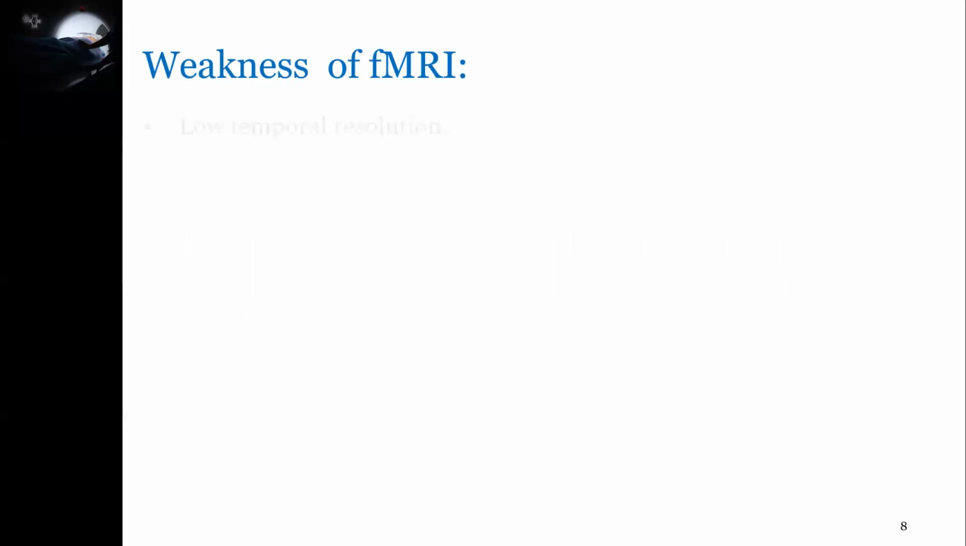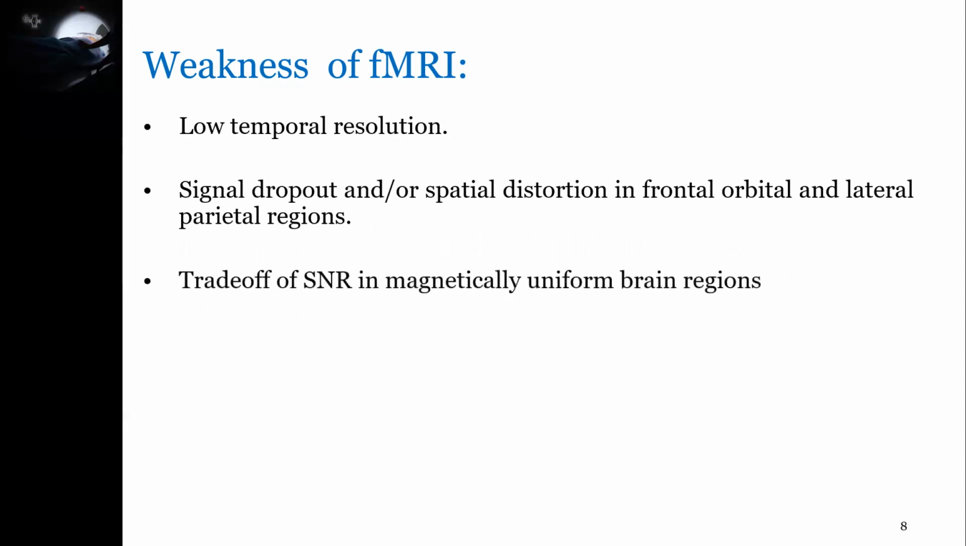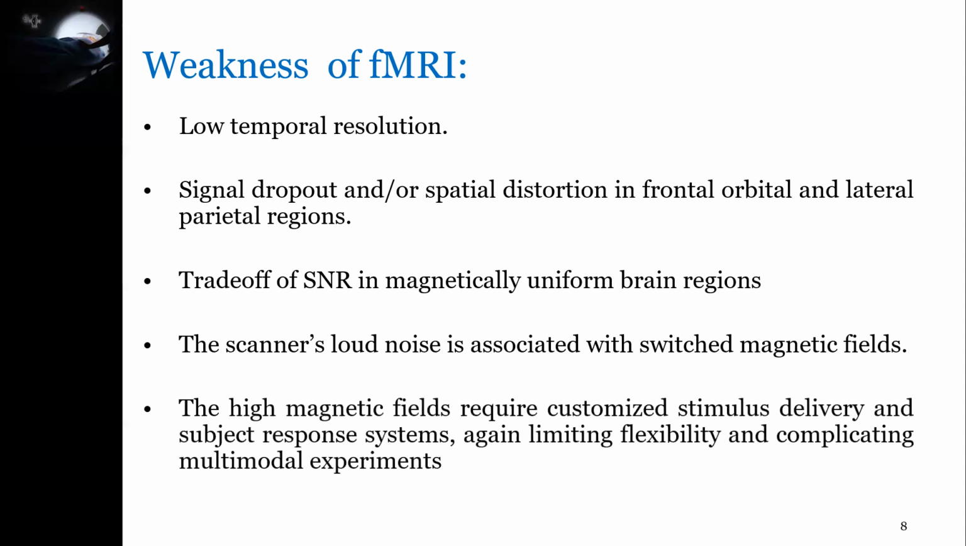The weaknesses of fMRI are low temporal resolution, signal dropout, and spatial distortion, and a trade-off of signal-to-noise ratio and magnetically uniform brain regions. The scanner's loud noise is associated with switched magnetic fields. Also, the high magnetic fields require customized stimulus delivery and subject response systems, again limiting flexibility and complicating multimodal experiments.